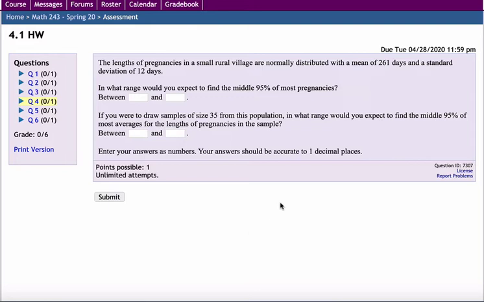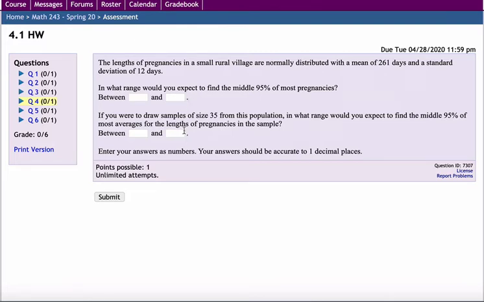Here's the first one where you use either inverse normal or normal CDF. Maybe I'll let you figure out which you're using here. But I do want to give you a hint here. There's 2 questions. We're talking about the length of pregnancies in a small rural village. They're normally distributed, apparently. And the mean is 261 days. That's mu right there. And the standard deviation is 12 days. That's sigma. And this first question here is not a chapter 4 question.